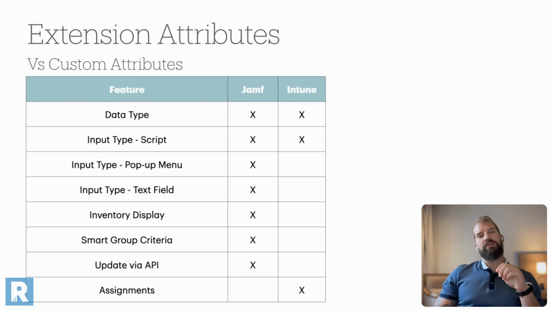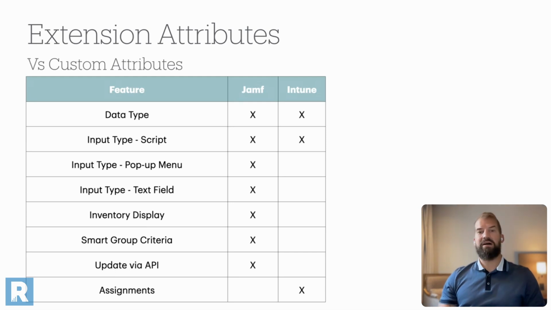Now, although Intune does support extension attributes and does support the input type being a script, it doesn't allow us to use it in any type of assignments, which is really where the power of this comes in. I'll also note it doesn't even show it in the inventory. You have to go into the profile itself to see all of the devices and what their outputs were. It doesn't allow you to sort it or create reports or anything like that. So these are much, much, much less useful than the ones in Jamf Pro.